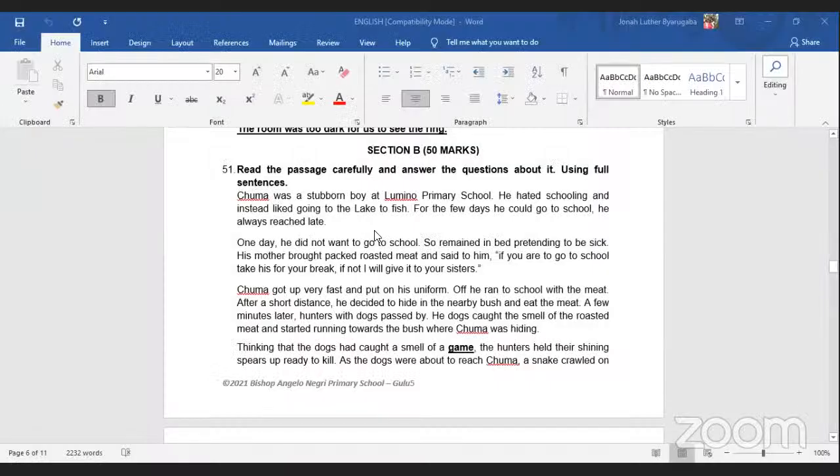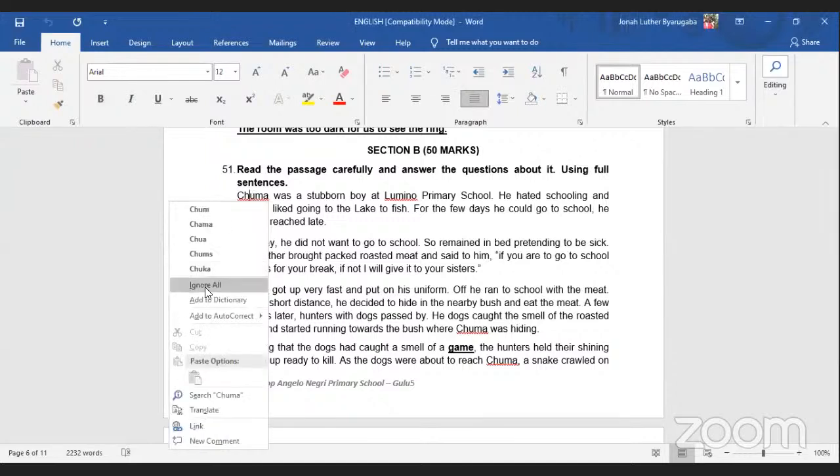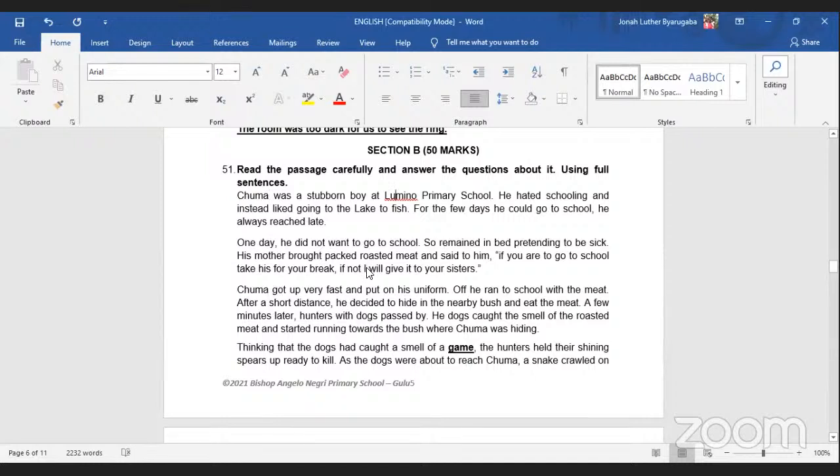I'm not sharing. Let me share the screen. This is 51. Okay. Yes, let's have Lynette read for us this passage very fast, and then we answer the questions about it since the answers are here. Read the passage carefully and answer the questions about it using full sentences.